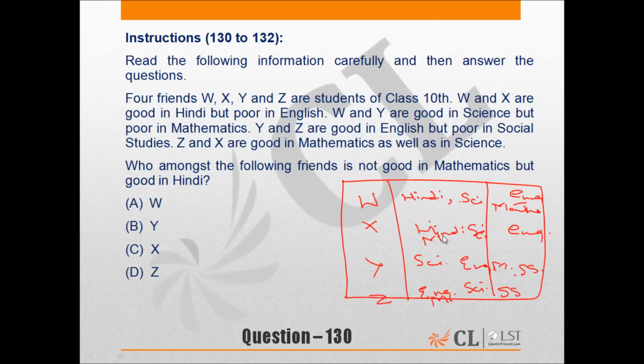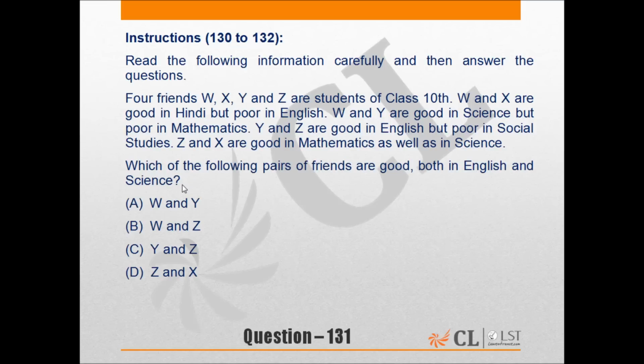131. Which of the following friends are good in English and science? Again, looking at the same table, you can clearly see that out of these friends, W and X are the two people about whom we know that they are poor in English. So W being poor in English straight away implies that options A and B are eliminated. Now if we look at option C, Y and Z. Y and Z are good in English, the third statement is clear. Looking at the table, we can then also see that Z is good in science and so is Y. Hence, Y and Z will be good in both of these subjects. Option C will be my answer.